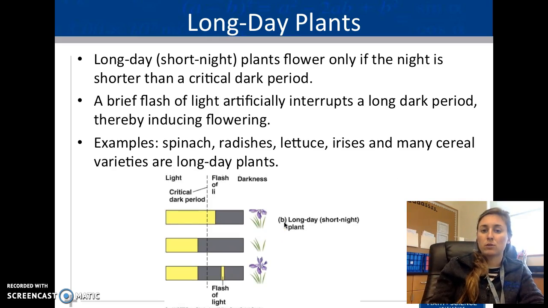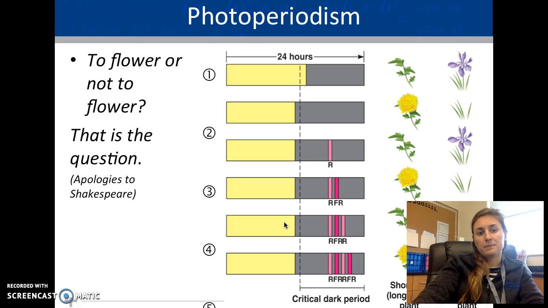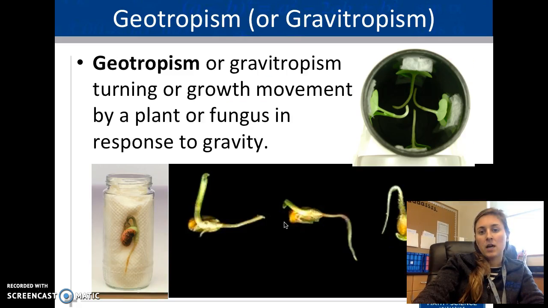Long day plants require long periods of light, and they will flower if they get some interrupted darkness. Mostly summer plants. And so again, we just know that short day plants need that big chunk of darkness, and an interruption is going to mean that they don't flower.